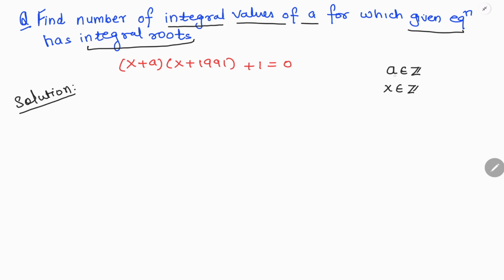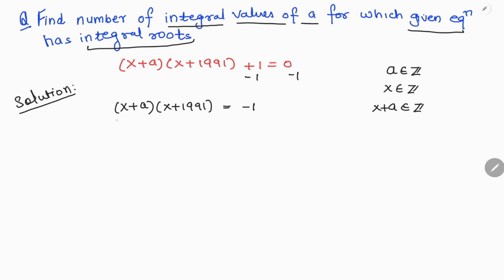Okay. So if you have a as an integer and x as an integer, then x plus a will also be an integer, right? We need to learn to observe, okay? So now look at this question. I will write it as x plus a and x plus 1991, and I will take this 1 to the right hand side. It will become -1, or you can say subtracting 1 from both sides, balancing the equation. So x plus a multiplied by x plus 1991 is equal to -1, right?